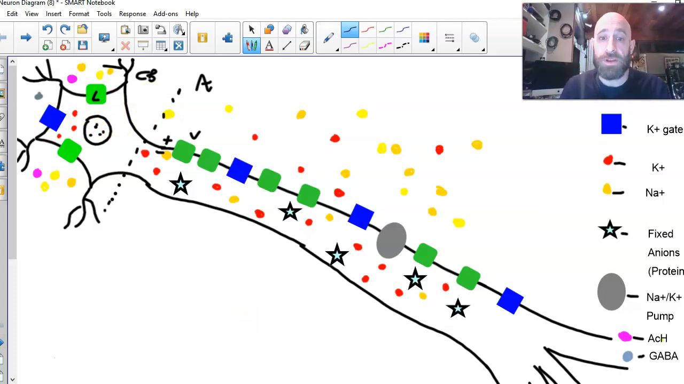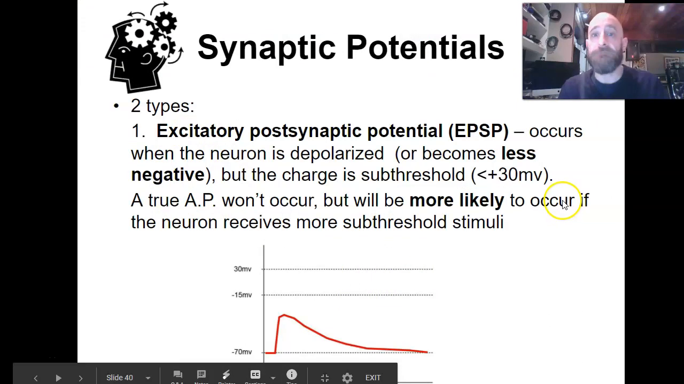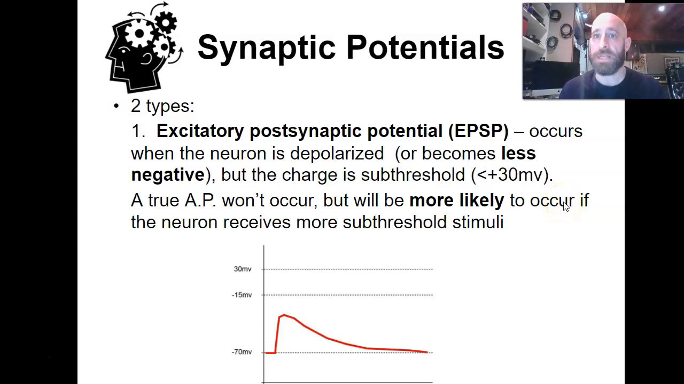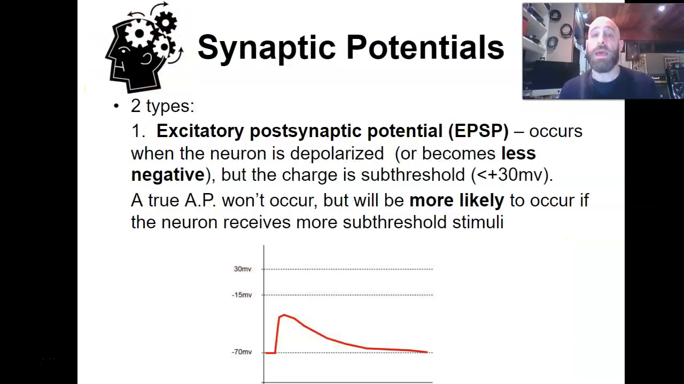So let's talk about the different types of synaptic potentials, because there's two different types. The first type is called an EPSP, or an excitatory postsynaptic potential, and the second type is called an IPSP, or inhibitory postsynaptic potential. Whoa, right? That's a long term. It kind of sounds like it's going to be really confusing. Well, don't worry. It's more confusing sounding than it actually is.